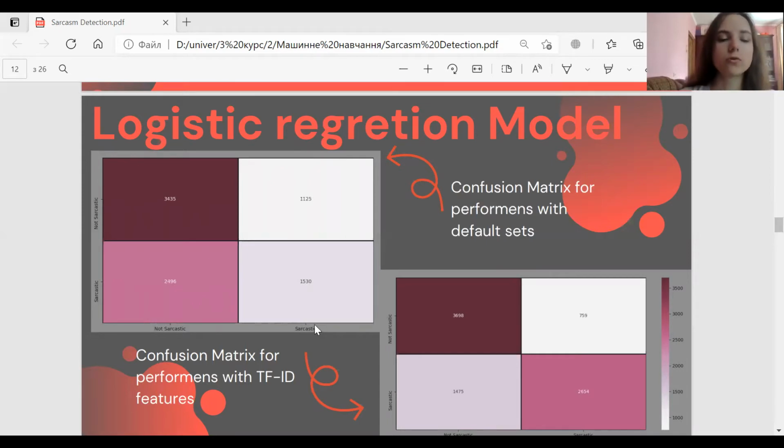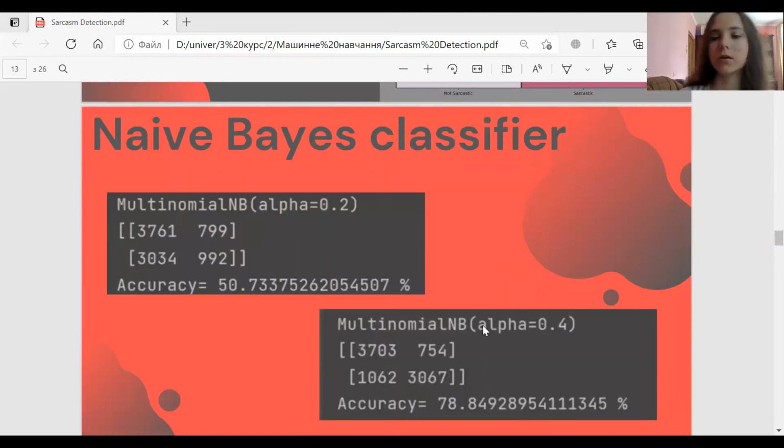So as you can see, more than 2,400 entries have been identified as non-sarcastic when they actually are sarcastic with the simple tokenizer. But the situation is better with TF-IDF features. There are only 1,400 entries wrongly identified as non-sarcastic. The second model is the naive Bayes classifier.